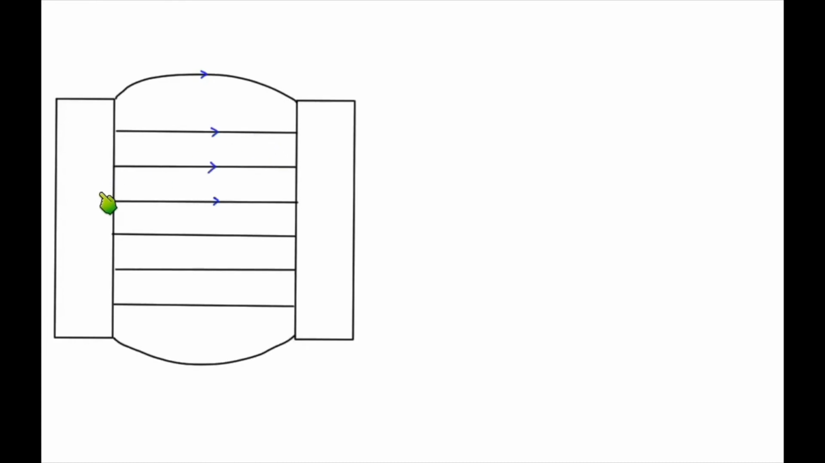Now, to know how magnetic screening is done, let's take this example. There are two poles of the magnet, north pole and south pole, and in between the two poles of the magnet, the magnetic field lines are like this.